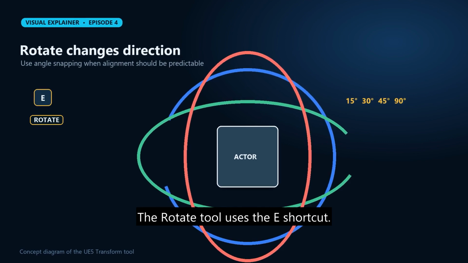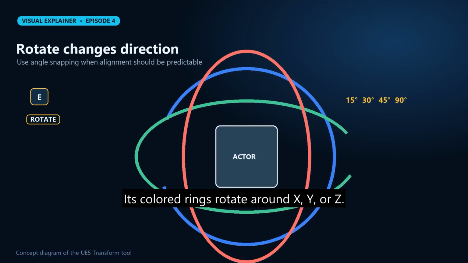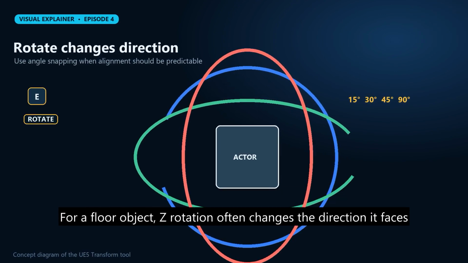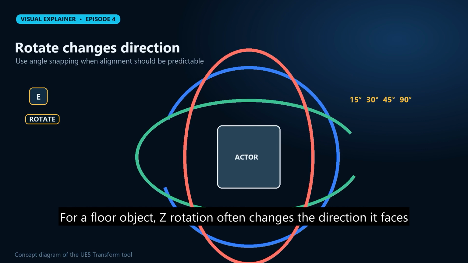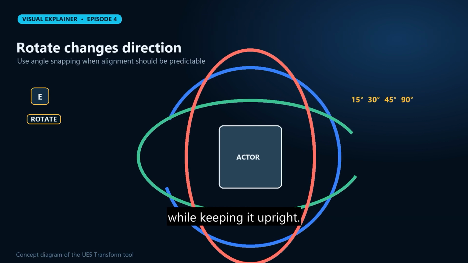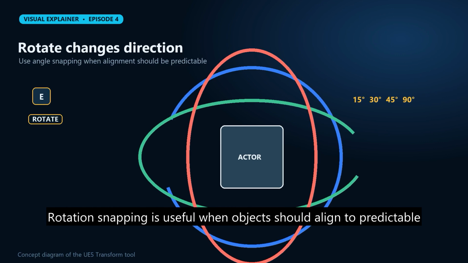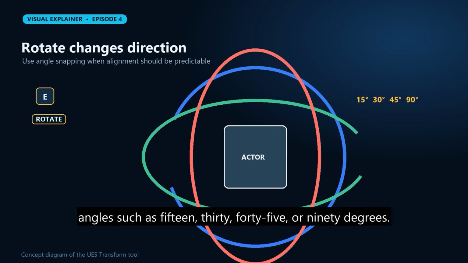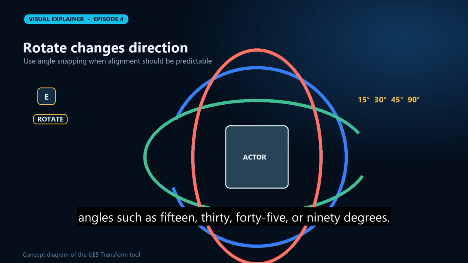The Rotate tool uses the E shortcut. Its colored rings rotate around X, Y, or Z. For a floor object, Z rotation often changes the direction it faces while keeping it upright. Rotation snapping is useful when objects should align to predictable angles such as 15, 30, 45, or 90 degrees.